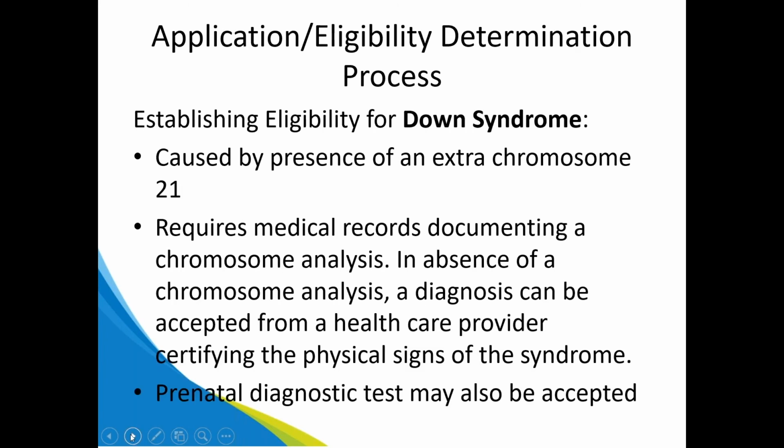Establishing eligibility for Down syndrome. Down syndrome is caused by the presence of an extra chromosome 21. It does require medical documents documenting a chromosome analysis, or an absence of a chromosome analysis, the diagnosis can be accepted from a healthcare provider certifying the physical signs of the syndrome. Prenatal diagnostic tests may also be accepted.